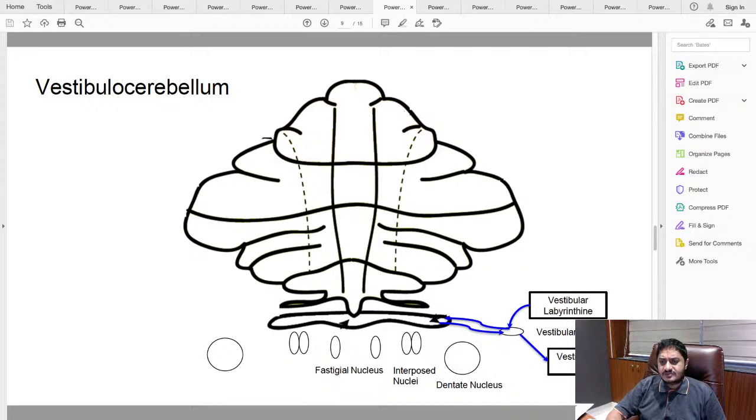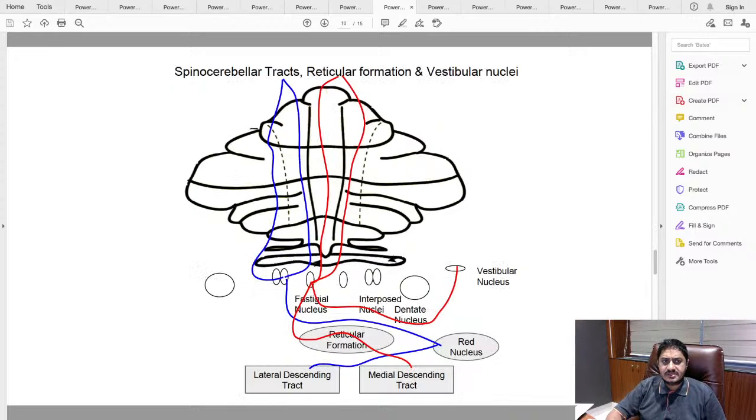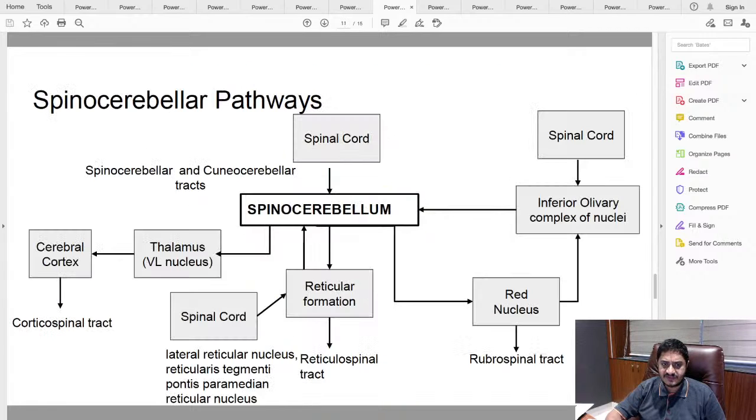And we've gone through this. So again, vestibular cerebellum and pathways within the spinocerebellar tract, reticular formation, vestibular nuclei, red nucleus and reticular formation. Note the crossovers and non-crossovers that you see. In some cases there is a crossover. Sometimes you have a double crossover.